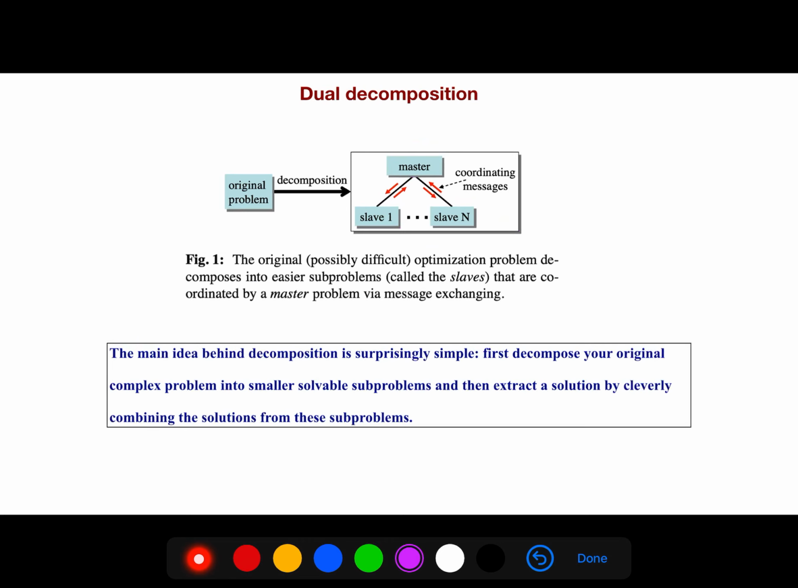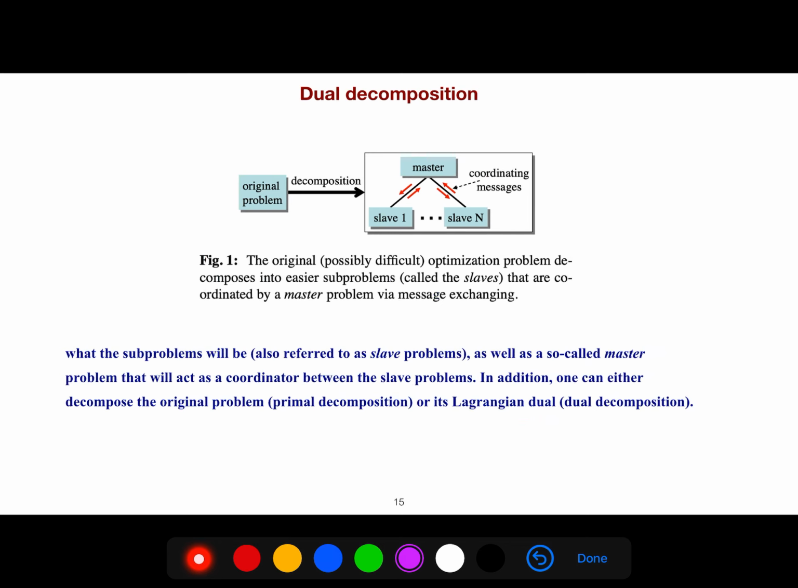So the main idea is first we decompose the original complex problem into smaller solvable subproblems and extract a solution by cleverly combining the solutions from these subproblems. What the subproblems will be, as well as the so-called master problem that will act as a coordinator between the slave problems. In addition, one can either decompose the original problem, this is the primal decomposition, or its Lagrangian dual, that is the dual decomposition. So any of them.